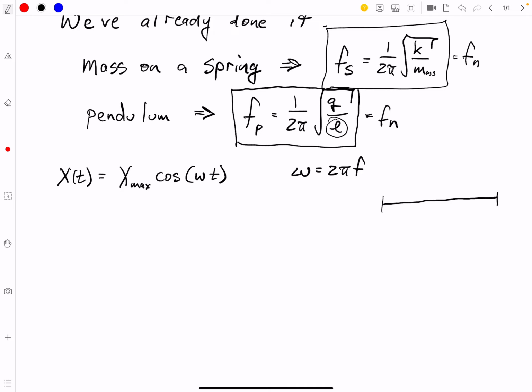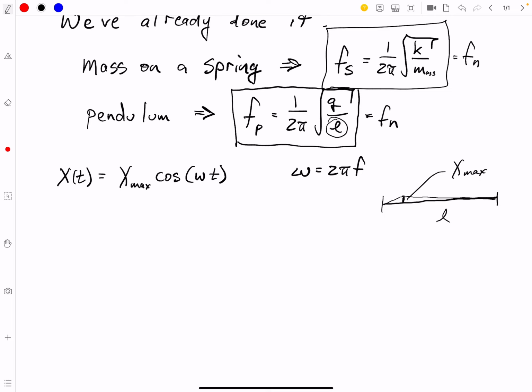It has a length from here to here. We pluck the string, so we put some tension on it, and we pluck it and let go. And this distance right here, that is our x max. Okay, great. And then it'll vibrate with that x max until the friction of the system stops it. But that's our x max. We pluck the string.